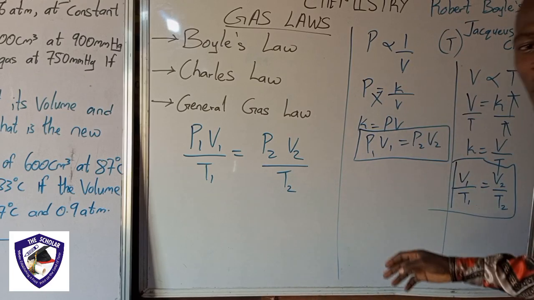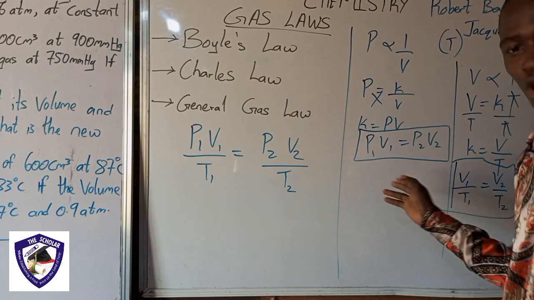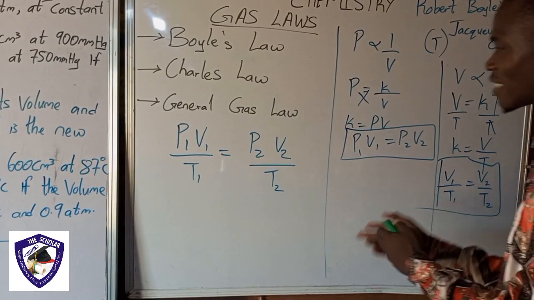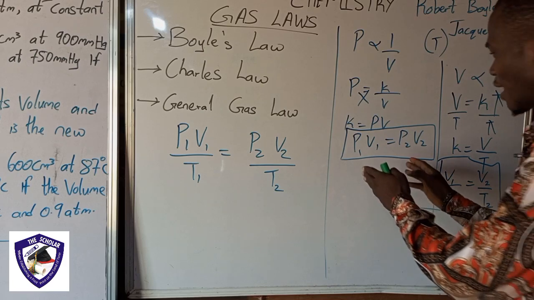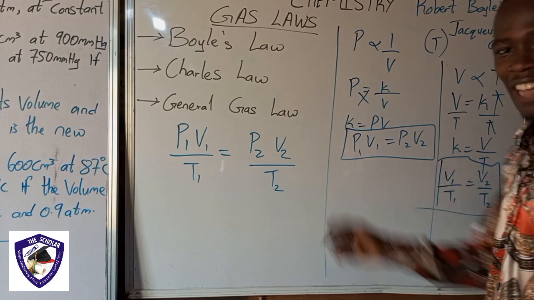Boyle's law. If you have a question and in the parameters you have volume and temperature, that means you are using what? You are using Charles law. Now in some cases I've seen students mixing up the equations together. They will represent P1 V1 equals P2 V2 as Charles law.